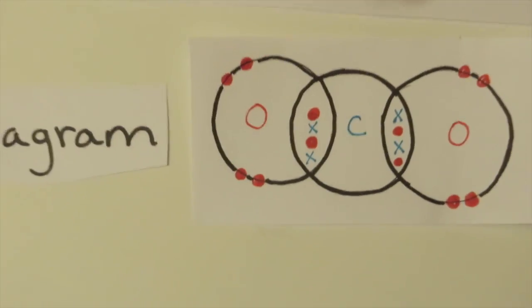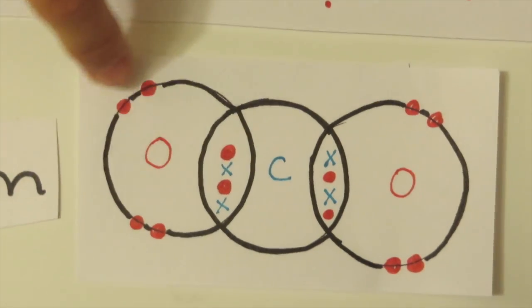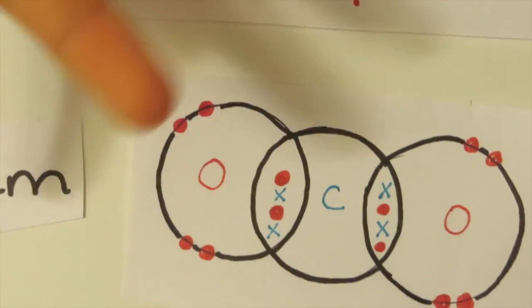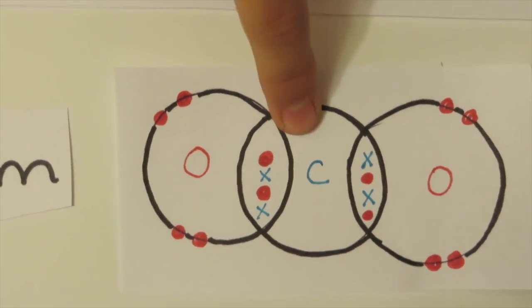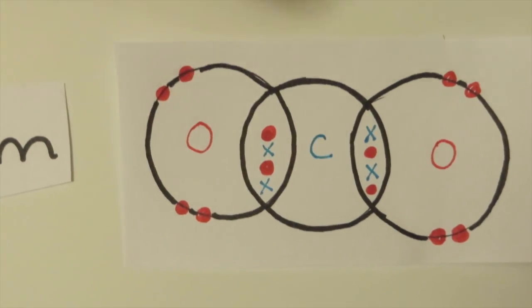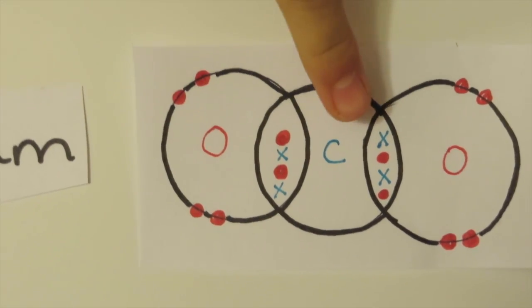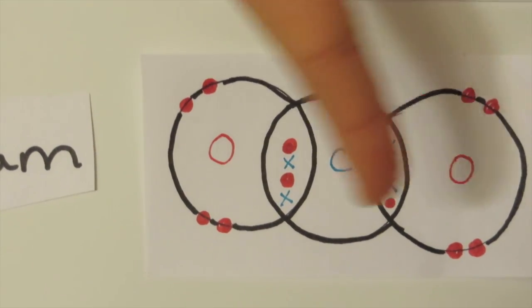You can see that as well in the dot and cross diagram. 6 oxygen electrons. 6 oxygen electrons. Carbon has 4 electrons, but when they come together, they share 4 electrons, but the oxygen has 8 and the carbon has 8.